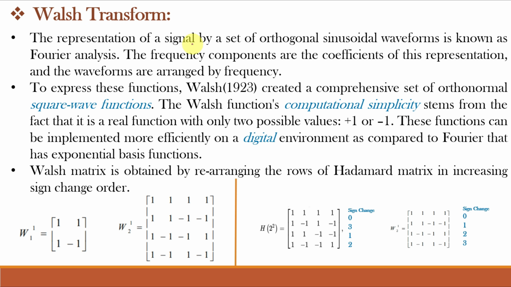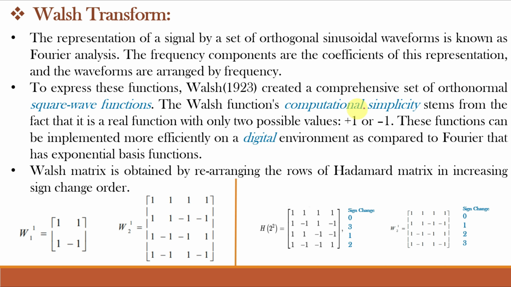The representation of a signal by set of orthogonal sinusoidal waveforms is called Fourier analysis. The frequency components are the coefficients of this representation, and the waveforms are arranged by frequency. To express these functions, Walsh in 1923 created a comprehensive set of orthonormal square wave functions.